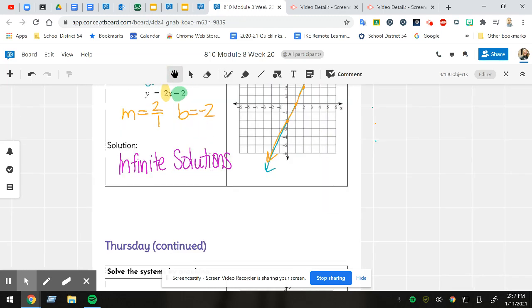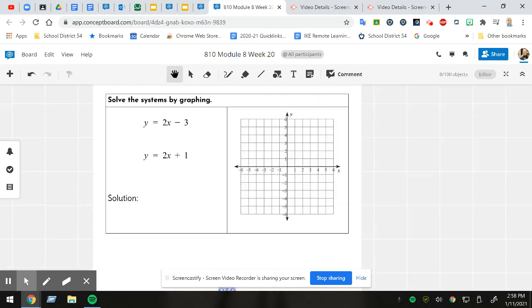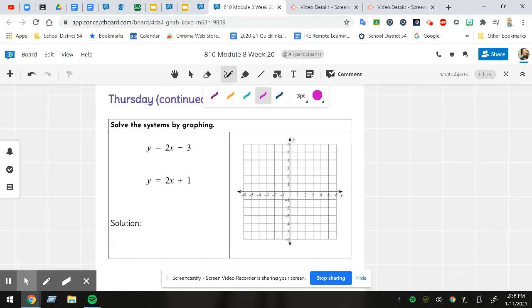All right, let's try one more. Maybe you can guess what this one will be. All right, my m value is 2. I always like to write it as a fraction. B value is -3. Plot that -3. My slope is 2/1, so I go up 2, right 1, up 2, right 1. I'm going to keep going. I'm going to go a point in the opposite direction, so I'm going to go down 2, left 1. Connect, make my line.